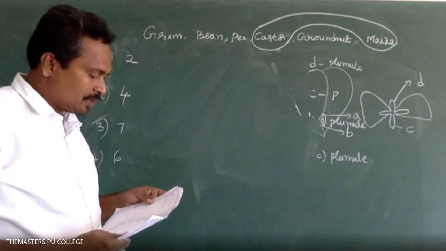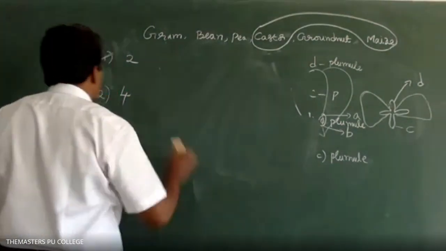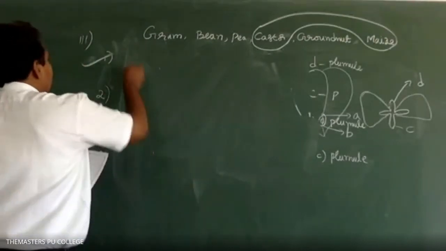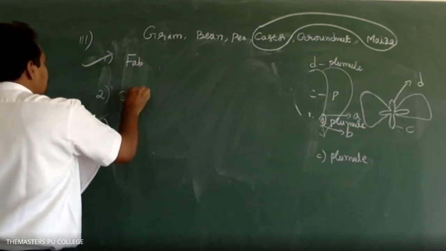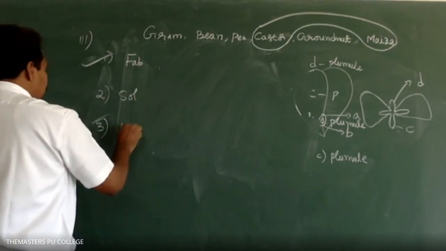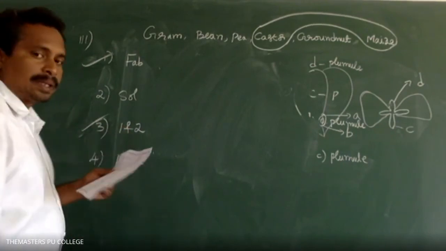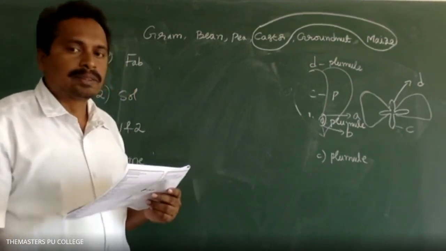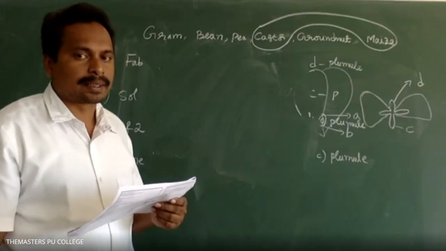Next, which of the following families have reticulate venation? Option 1 is Fabaceae, option 2 is Solanaceae, option 3 is 1 and 2. Option 3, sir. Very good. In the Fabaceae and Solanaceae families, the leaves have reticulate venation. Sir, Brassicaceae also has reticulate venation, no, sir? Brassicaceae also has reticulate venation. Okay, sir.